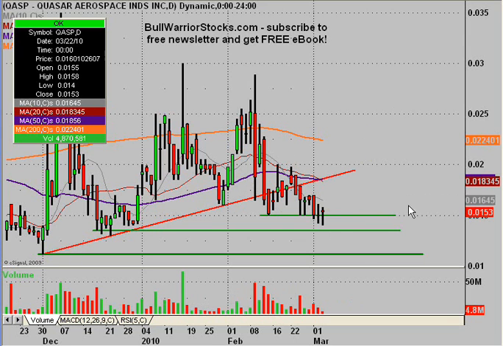Hopefully this support zone here can hold. If not, this level down here is a must hold, and you don't want to see anything below that, especially a close. That would be not so good. But that's where the chart stands now.